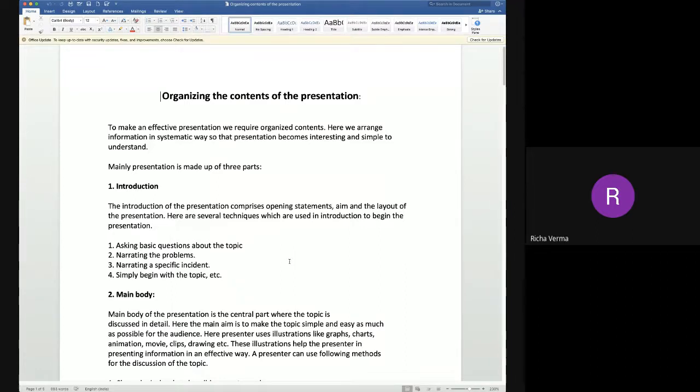So there are these 4 types of introduction techniques for how you can introduce yourself and your topic in the presentation. You can ask a question right in the front slide. You can start with a phrase or a story or an anecdote. You can start with some specific incident which includes a story. You can start with some major problem which humanity is facing because of your topic.